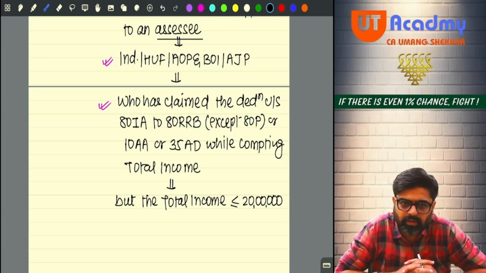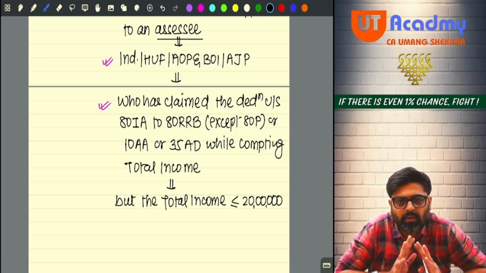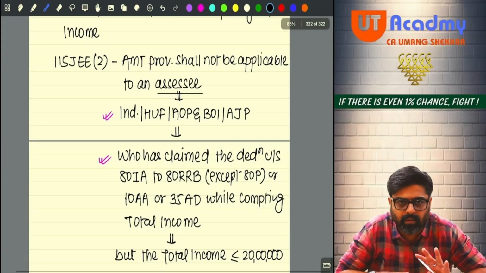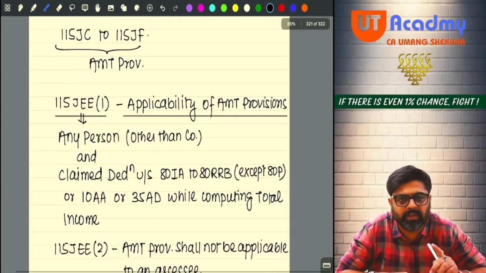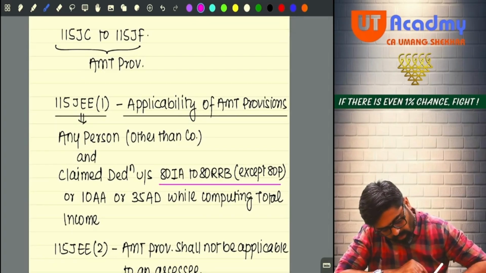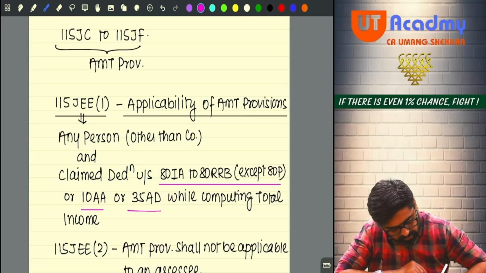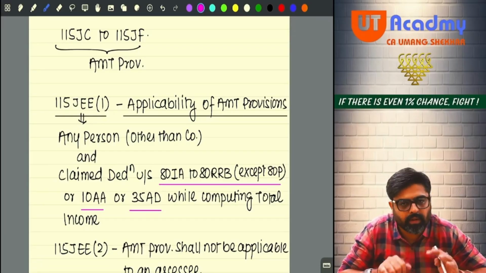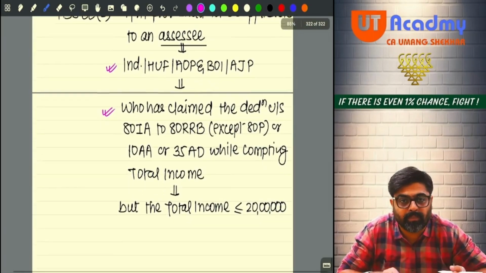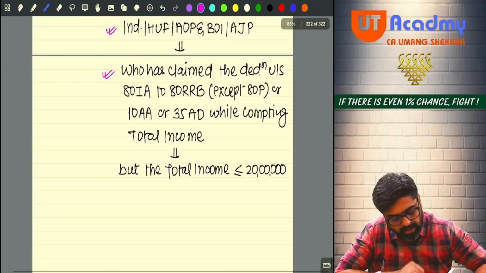See, for all the assessees, the AMT provisions will apply. To individual, HUF, AOP, BOI and AJP also it will apply, provided they have claimed any of these deductions. Which deductions did I say? 80-IA to 80-RRB, or 10AA, or 35AD. So for them also the provisions will be applicable, but for the purpose of applicability their total income should be more than 20 lakhs.